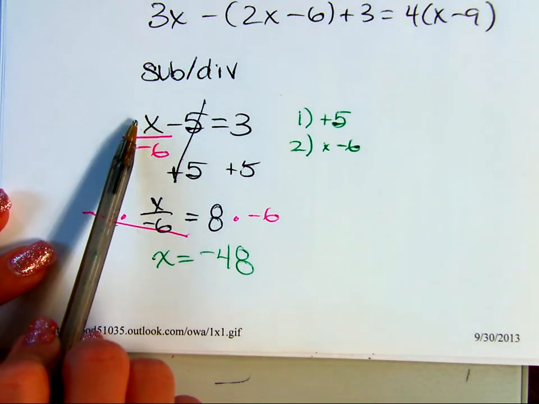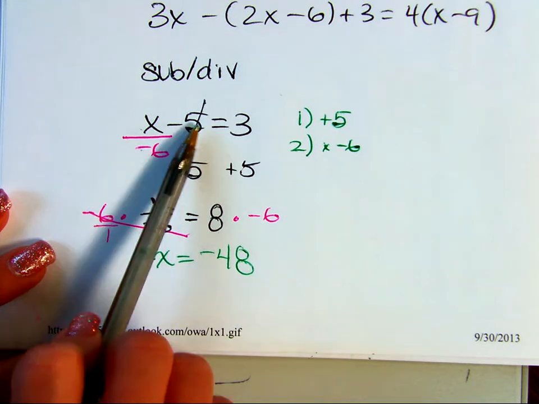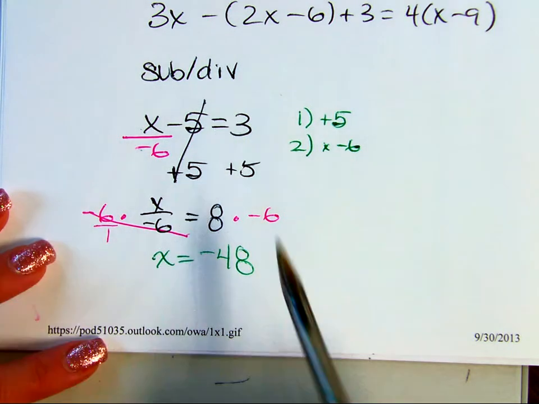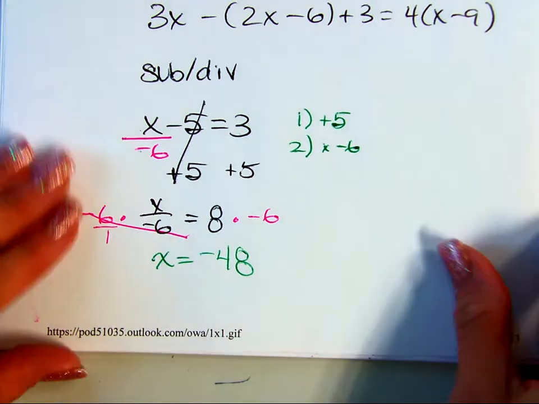So put negative 48 there. What is negative 48 divided by negative 6? Positive 8. And what's positive 8 minus 5? 3. Unless you're pretty sure you didn't make any mistakes, a check is a really good way to go ahead and do that. Okay? Good so far?